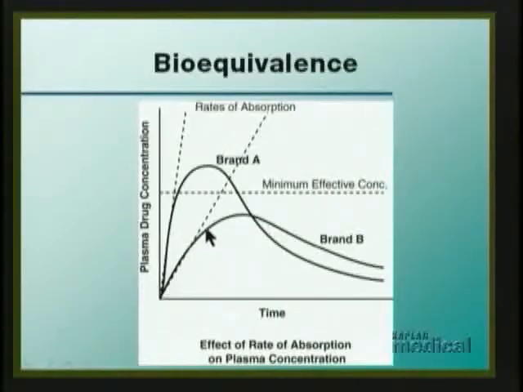Notice the result. The slow rate of absorption, brand B, as it reaches the blood, pretty much gets distributed, metabolized, and eliminated. And as a result, it never even reaches minimum effective concentration at the dosage used, telling you that brand B is not bioequivalent to brand A. Brand B, with a slower rate of absorption, would require a higher dose to reach minimum effective concentration.